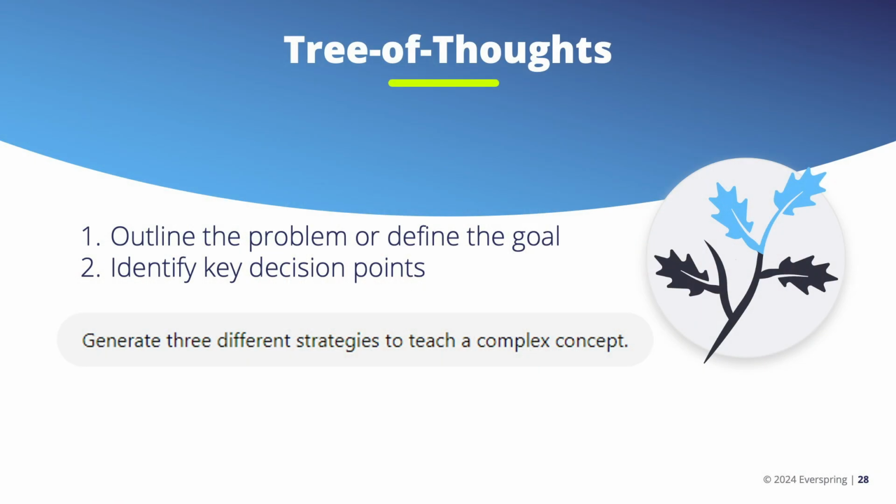The first step is similar to chain of thought. You start by defining a problem. For example, we have a complex concept to teach. As our next step, instead of moving in a linear sequence, we identify key decision points where different choices or paths can be taken. These decision points are the branches of the tree that will lead to different outcomes. Continuing with our example, we can ask AI to generate 3 different strategies or branches for teaching this complex concept.